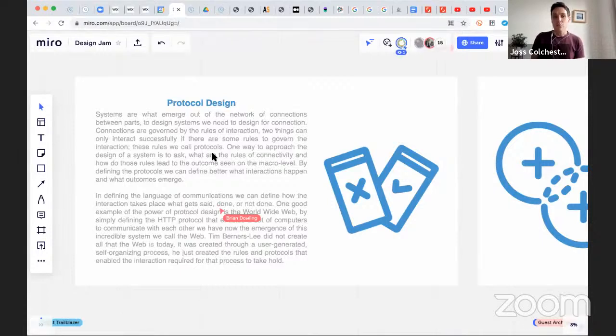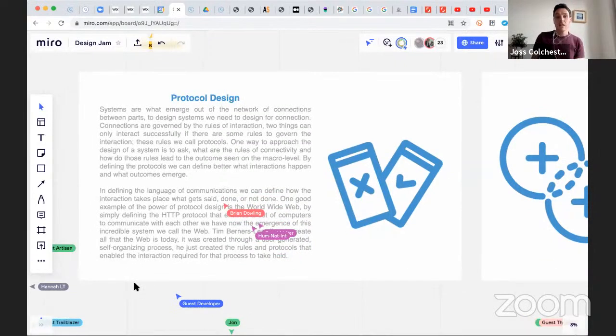One way to approach the design of systems is to ask, what are the rules of the connectivity? And how do those rules lead to the outcome seen on the macro level? By defining the protocols, we can define better what interactions happen and what outcomes emerge. In defining the language of communications, we can define how the interaction takes place and what gets said, done, or not done. One good example of the power of protocol design is the World Wide Web.